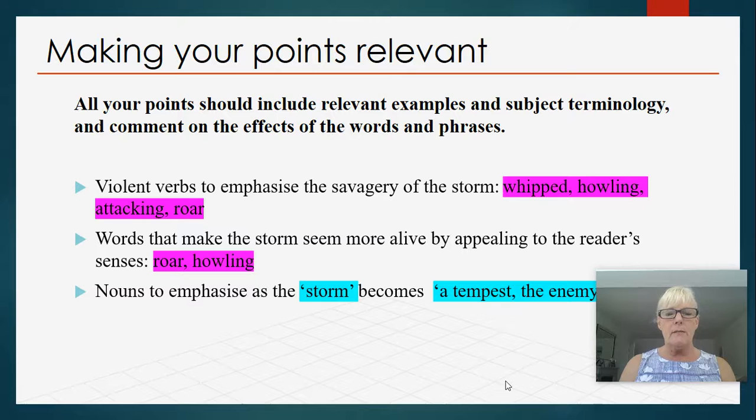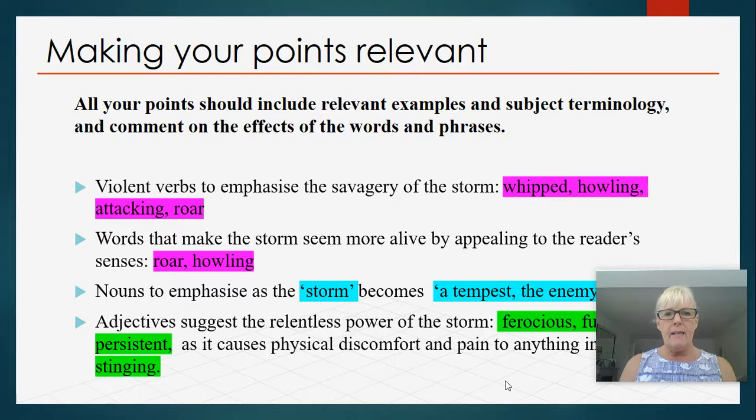If I looked at the nouns, I had the nouns storm, and then later on it became a tempest, and then the enemy. And so we had some nouns there to emphasize how menacing the storm is becoming. And then my adjectives suggest the relentless power of the storm, things like ferocious, furious, persistent. And I've also added that it causes physical discomfort and pain to anything in its path. So it was stinging, it was icy. So those are the sort of things that you can do with word classes.